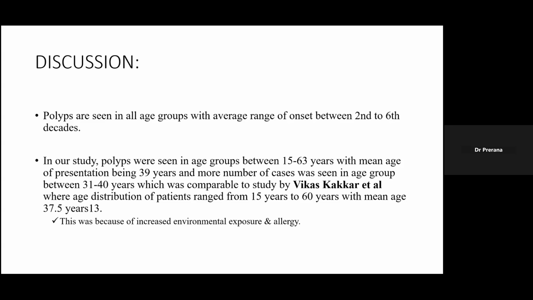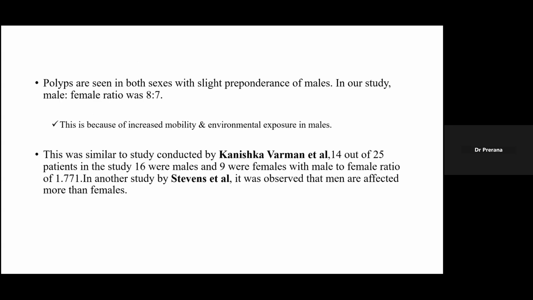So this was because of increased exposure to the environmental allergens. The polyps are seen in both sexes equally, with slight predominance in males. In our study, the male to female ratio was 16:14, and this was because of increased mobility and environmental exposure in males. This finding was similar to a study conducted by Kanishka Varman et al.